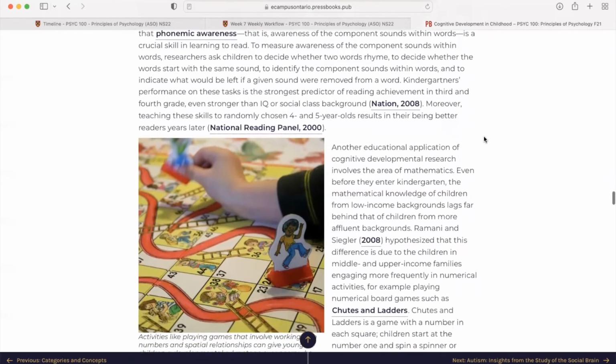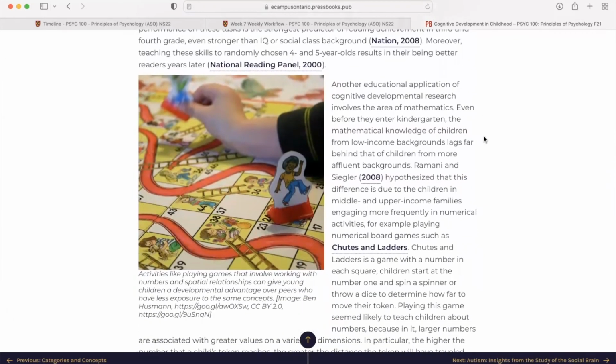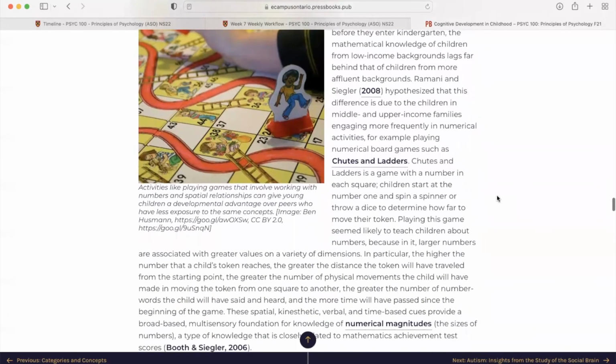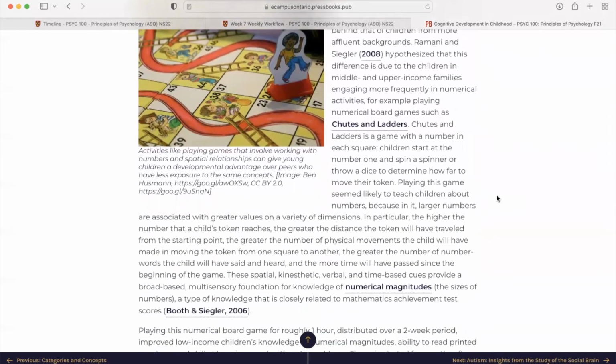Another educational application of cognitive development research involves the area of mathematics. Even before they enter kindergarten, the mathematical knowledge of children from low-income backgrounds lags far behind that of children from more affluent backgrounds. Ramani and Siegler in 2008 hypothesized that this difference is due to the children in middle and upper income families engaging more frequently in numerical activities, for example, playing numerical board games such as Chutes and Ladders.